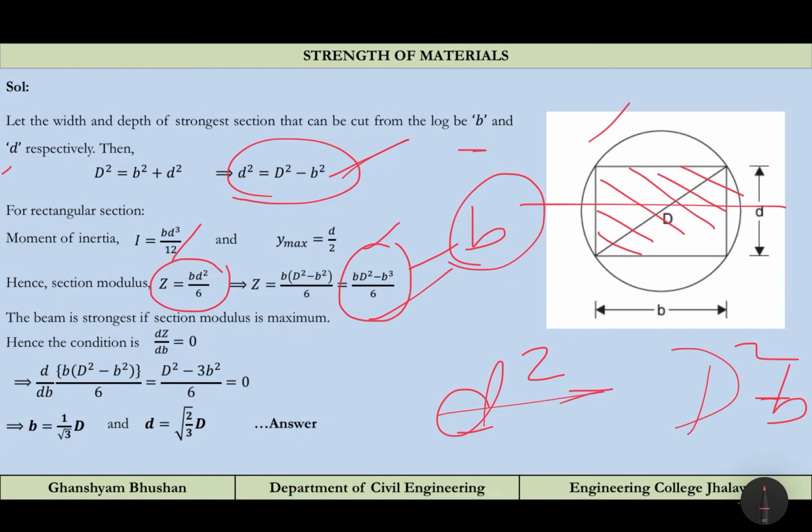For the strongest beam, the section modulus should be maximum. So dZ by db is 0. After calculation, you will get the value of width as D by root 3, and the depth will come out to be root 2 by 3 times D. So these are the dimensions of the strongest rectangular section which can be cut from this circular timber bar, and it will be the strongest.